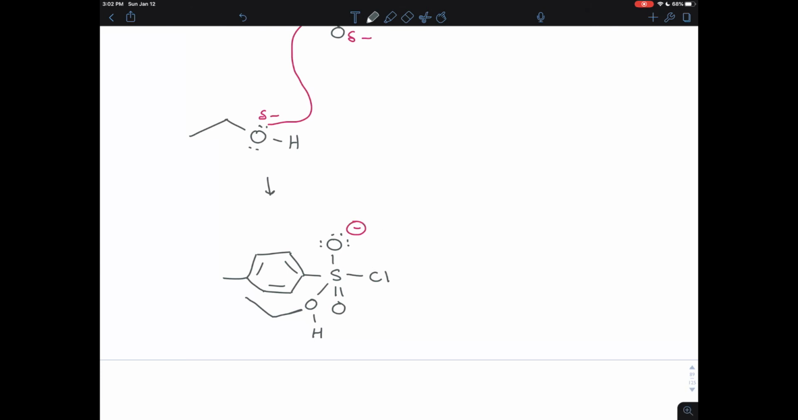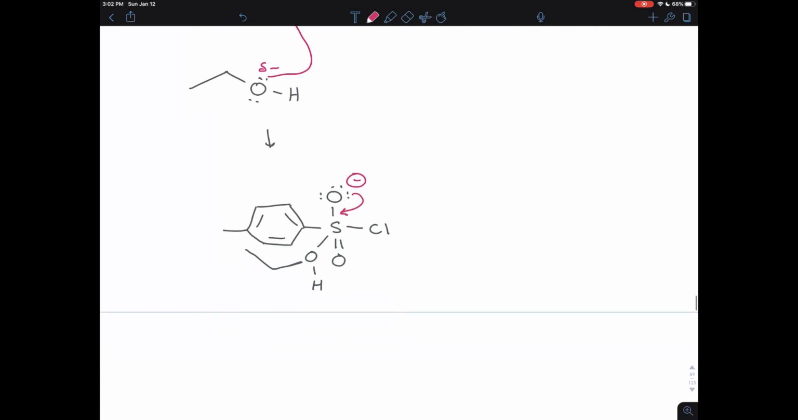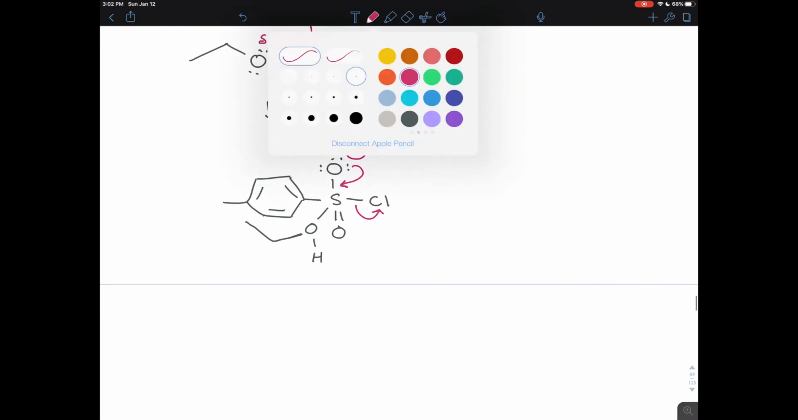Now, this oxygen is very unstable, flapping around in the wind like that with a full negative charge, so it swoops back down, recreates the pi bond, and it does this because this sulfur has a really positive charge still, right? It's losing electrons to a chlorine and 3 oxygens. So this has a very slightly positive charge on it that attracts this negative charge on this oxygen, swoops back down, recreates the pi bond, and kicks off the best leaving group, which is the chlorine.